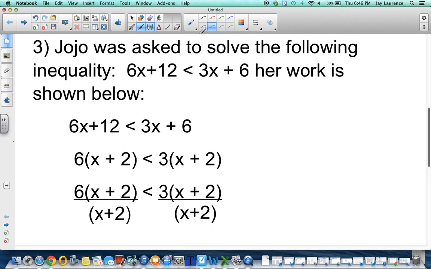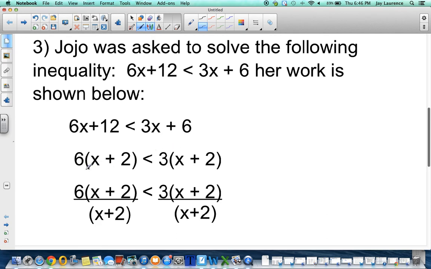All right, let's take a look at this one here. JoJo was asked to solve the following inequality: 6x plus 12 is less than 3x plus 6. Her work is shown below. So here we have this first equation, and it looks like she undistributed, right? She pulled that 6 out. We're going to call that a big F word later on. That's going to be called factoring, but for right now, we're just going to call it undistributing. She recognized it was a common factor, and she pulled it out. Okay, then on the right-hand side, it looks like she undistributed again.